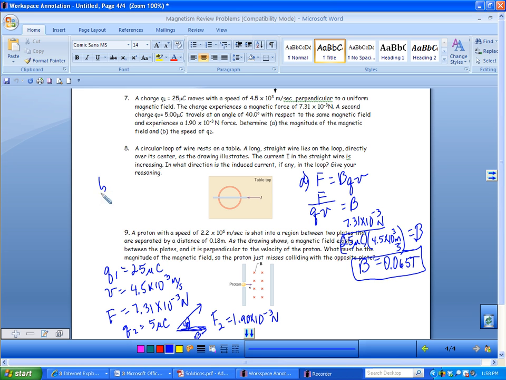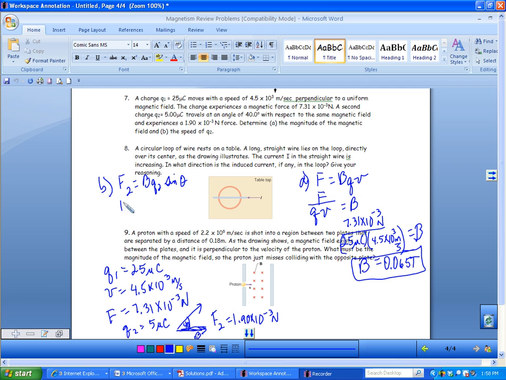Okay, Part B said, what is the speed of Q2? So I said, well, let's look at that. F2 is equal to B Q2 V sine of theta. Now, I didn't worry with sine of theta for Part A, because it told me it was a 90. All right, here they tell me, though, it's a 40, so I better worry about it.